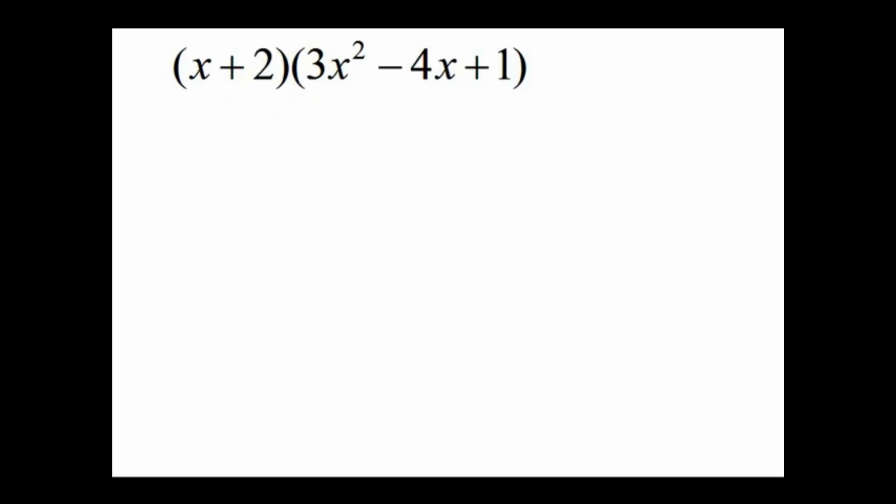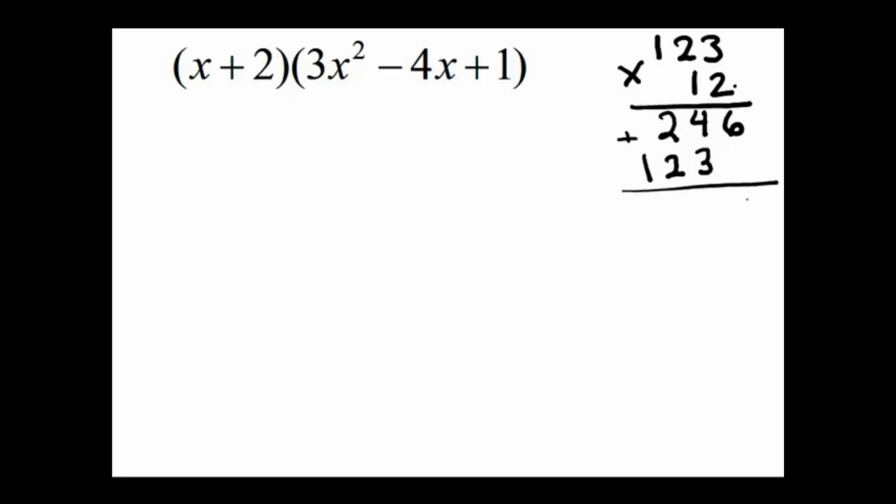We'll look at this same problem with a different technique, and it's a vertical format. Let's remember first how to do plain old arithmetic. And we would take the 2 times everything on top. So 2 times 3 is 6. 2 times 2 is 4. 2 times 1 is 2. Then we switch and take the 1 times everything on top. So 1 times 3 is 3. 1 times 2 is 2. 1 times 1 is 1. And then we add.